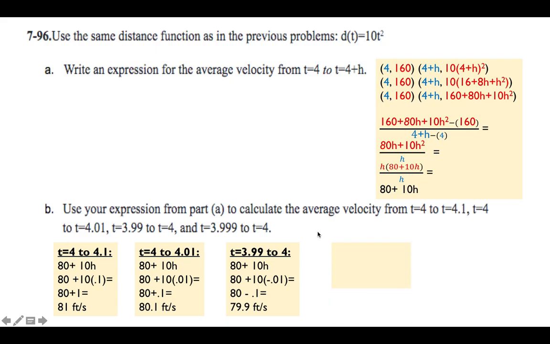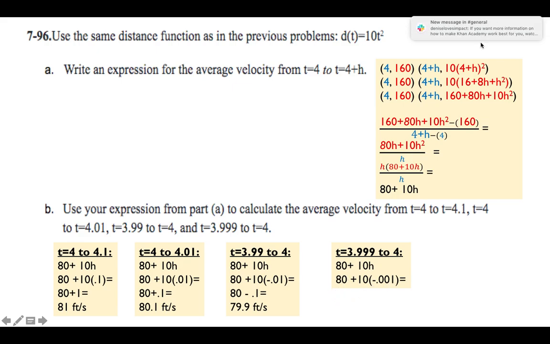Now this is the one that's going to show up in your quiz, that I'm going to help you start off, but you're going to have to finish. It asks: what is the average velocity from t equals 3.999 to t equals 4? All I did is 3.999 minus 4 to get my h. So then I got negative 0.001, and you're going to finish this calculation on your own in your quiz.